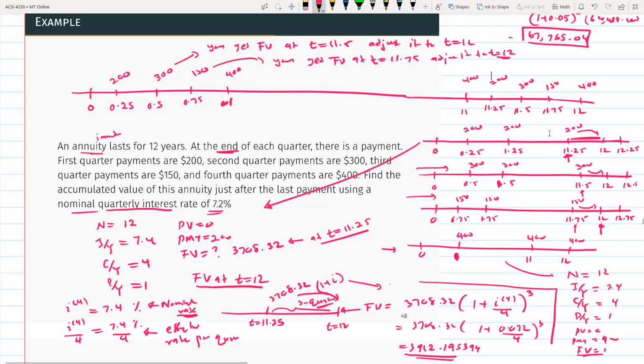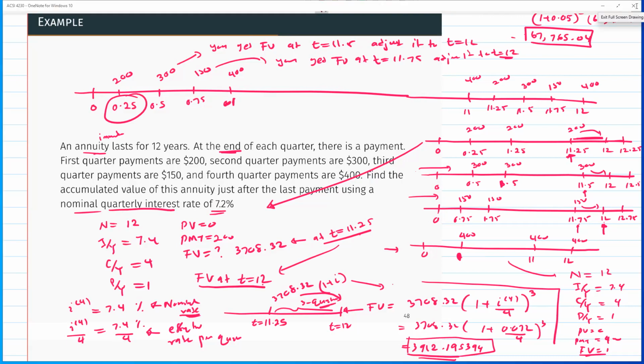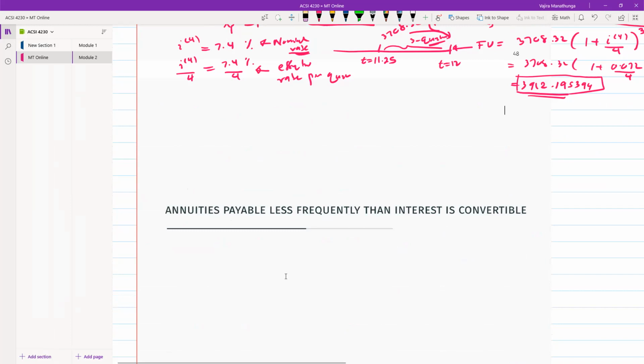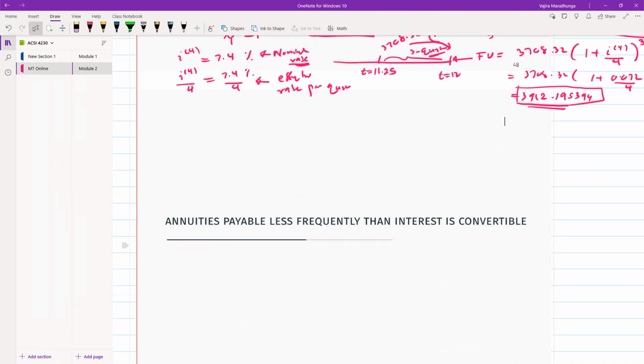So that's your task. Okay, so we did one for the 0.25 where we get the future value at 11.25 and we adjust it to t equal 12. We got 3,112. You have to do all the other three and get the answer. Okay, so that's the end of that lesson, and we will meet again for the next topic.